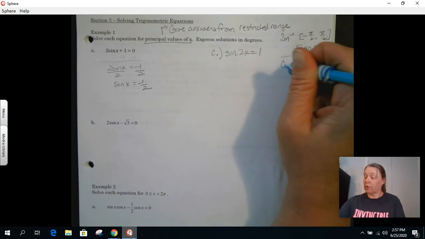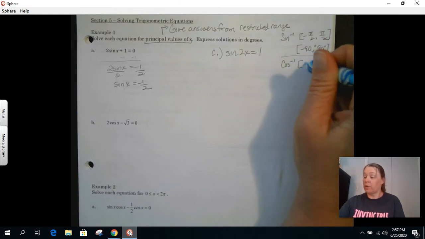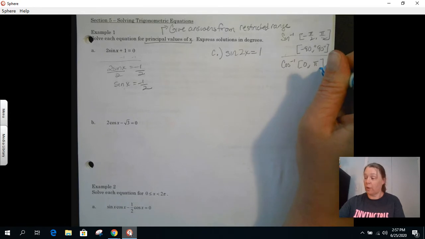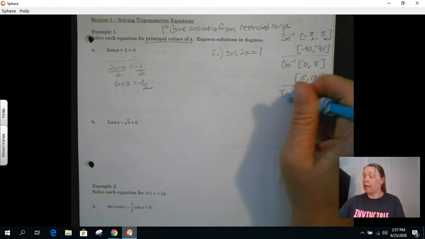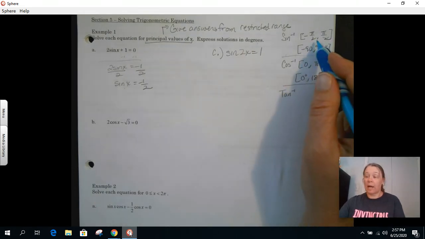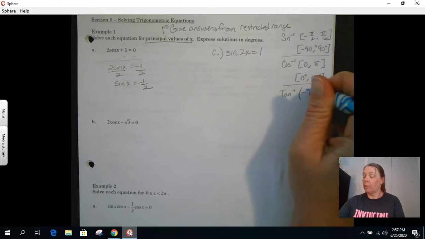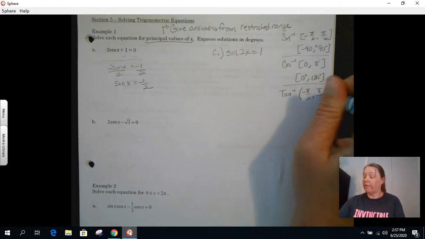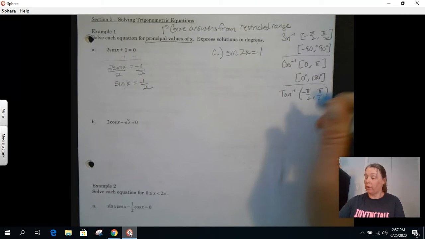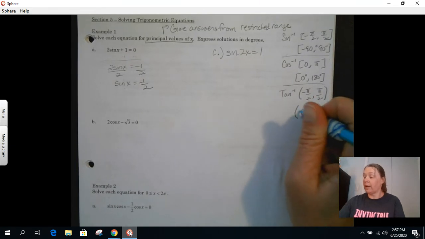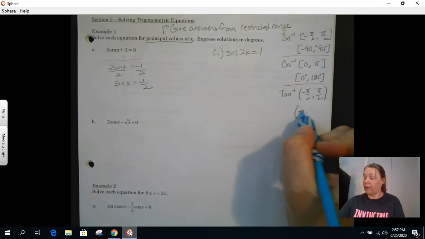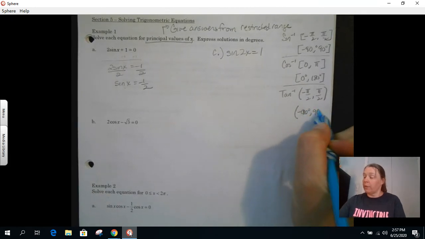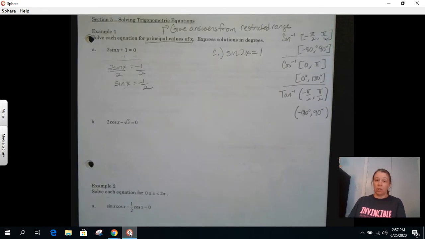If we were using inverse cosine to solve, our answers would fall between 0 and pi if it said to give our answer in radians, and 0 degrees and 180 degrees if it said degrees. And then inverse tangent, similar to inverse sine, but parentheses because it's undefined at the endpoints of the intervals. So from negative 90 to 90, but parentheses because we're not including those values. Okay, so it's very important that you pay attention to the directions.